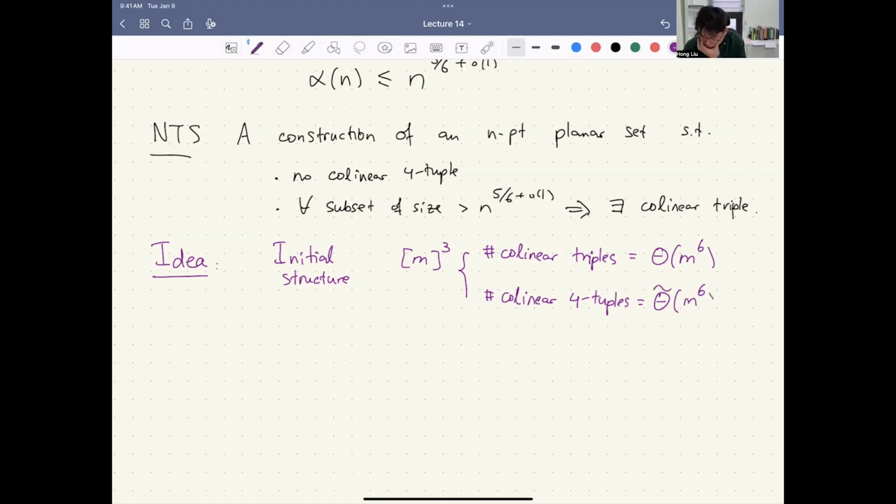So let me write, tilde means up to a log m factor. It's also m to the 6. So they are roughly the same. Now, what's good about these is that there are many, let me emphasize, many collinear triple, but few collinear four tuple. What's good about this is that we can do a random sparsening. So this is the first step. Now we're going to do a random sampling, or sparsening.